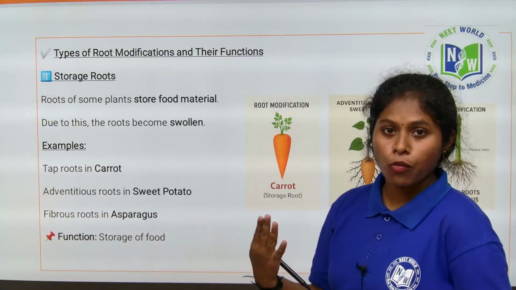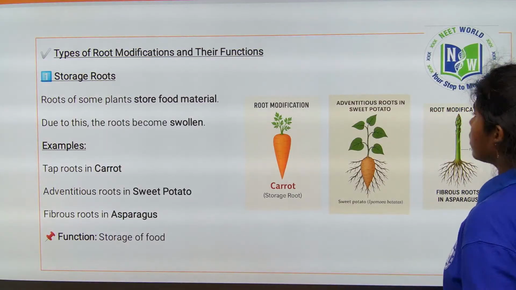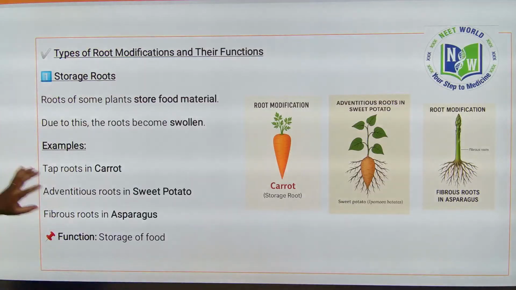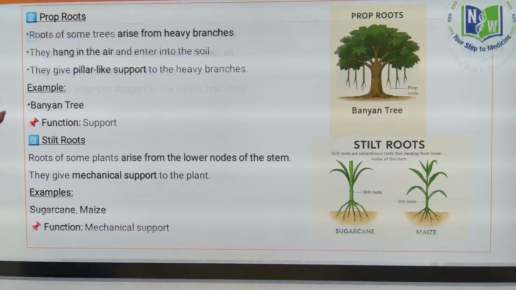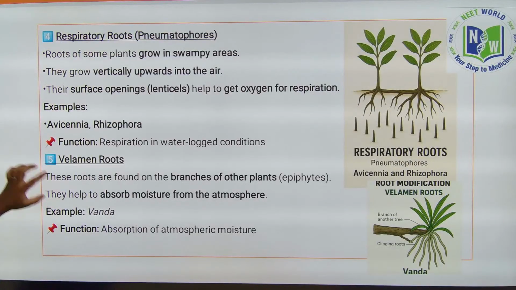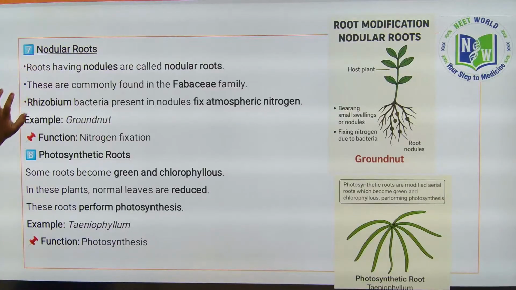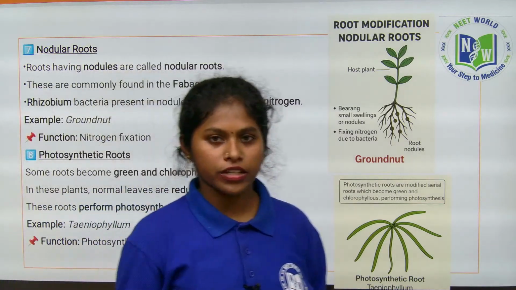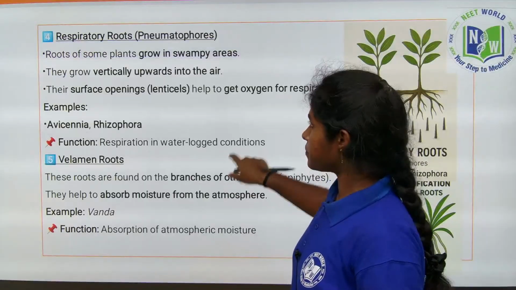So what types of modifications are there? Why are they changing? Here, the first is storage roots. How many types are there? Storage roots, prop roots, stilt roots, respiratory roots, Velamen roots, parasitic roots, nodular roots, photosynthetic roots. There are a total of 8 root modification types. Right, let's see from the first one, storage roots, onwards.